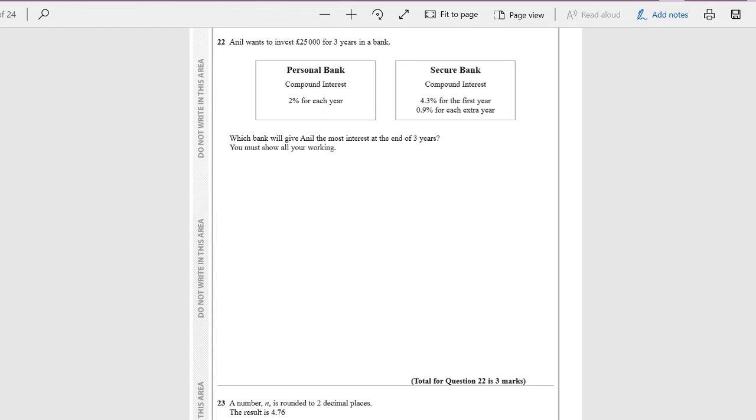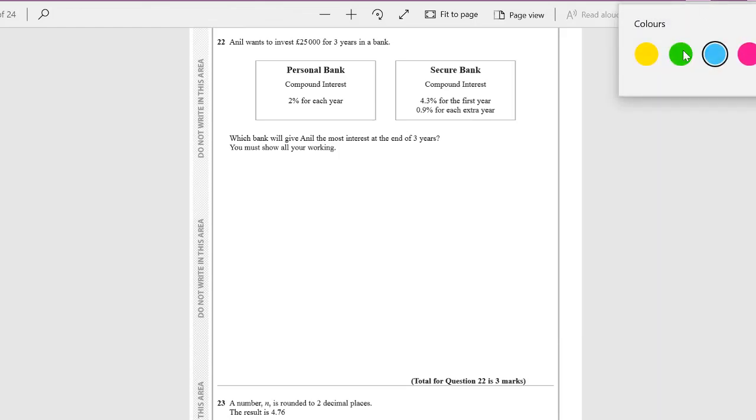Question 22. Anil wants to invest 25,000 for 3 years in a bank. He's got his personal bank and secure bank. Personal bank offers compound interest of 2% for each year, and secure bank offers compound interest of 4.3% for the first year and 0.9% for each extra year. Which bank will give Anil the most interest at the end of year 3?